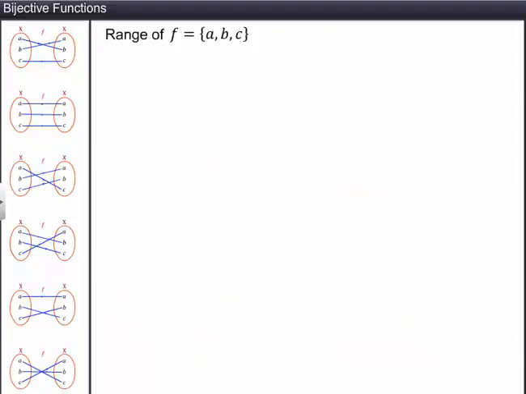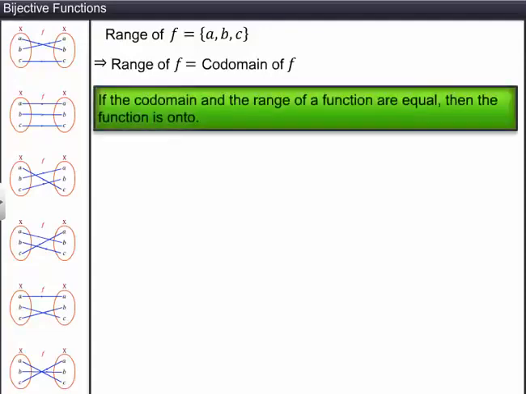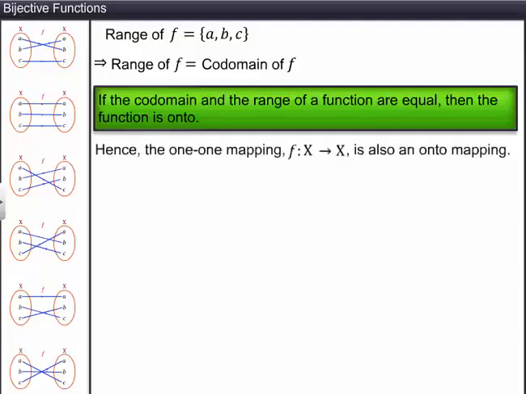So the range of function f has three elements a, b and c. This shows the range and the codomain of the function f are equal. Recall that if the codomain and the range of a function are equal, then the function is onto. Hence, the one-to-one mapping defined from X to X is also an onto mapping.